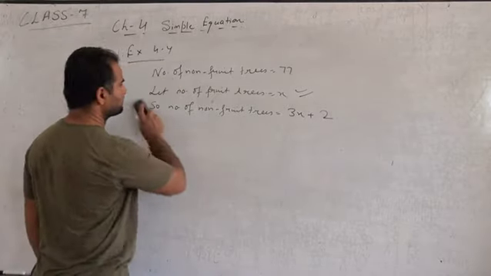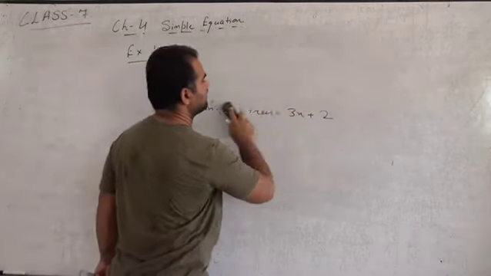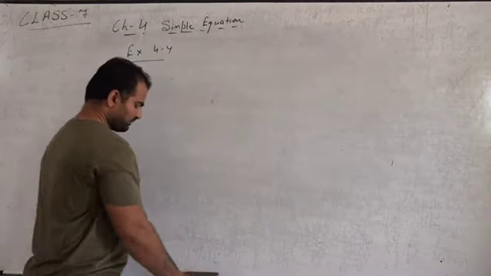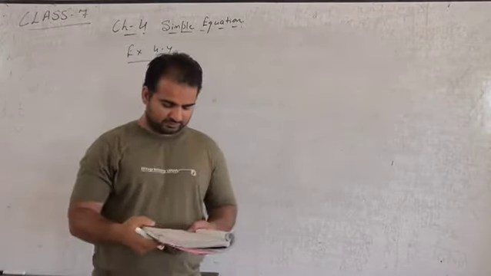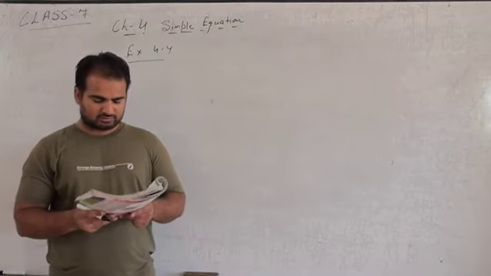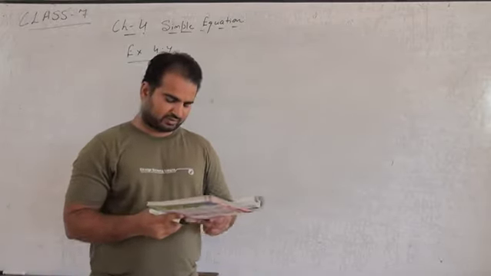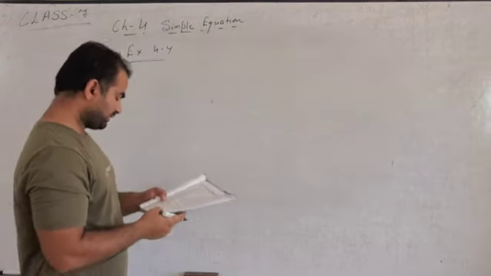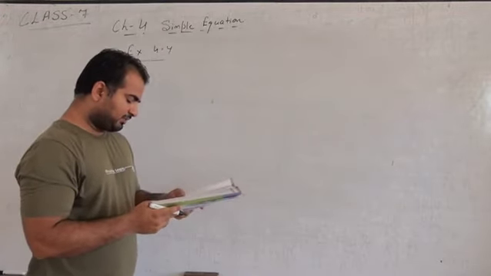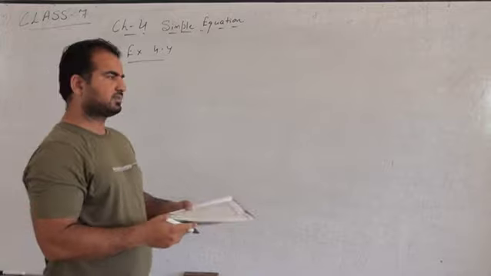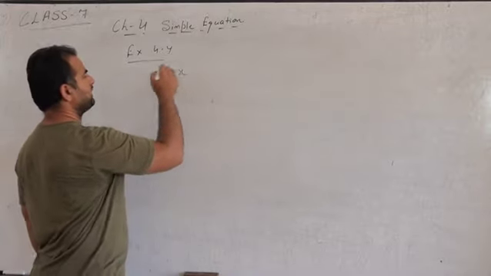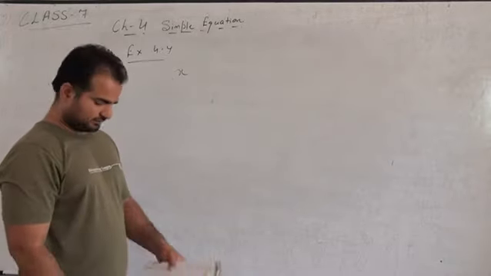Now the last question, question number 4. It is a riddle. The riddle says, solve the following riddle. I am a number. Tell my identity. I am a number. Let it be x. Done.